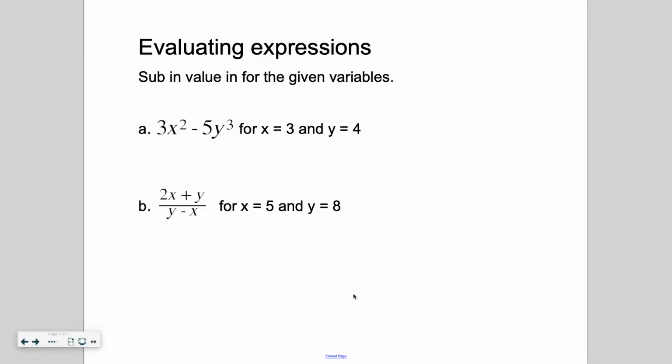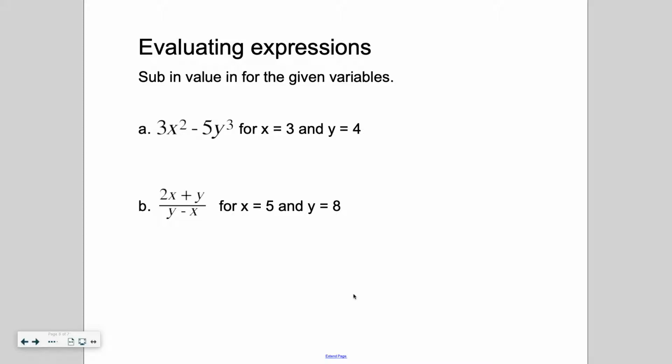So, what does it mean to evaluate something? Just means find the answer. That's what evaluate means. It means work out the math, find the answer. So here we're going to sub in the value for the given variables. So in part A it says 3x squared minus 5y to the third. And we're going to solve that. We're going to evaluate it for if x is 3 and if y is 4.